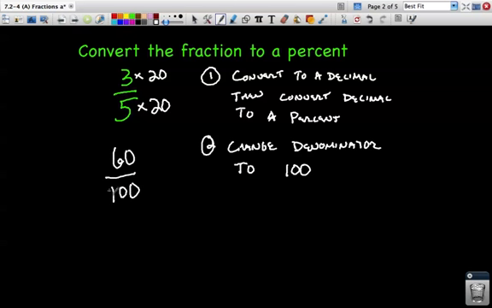Now that I have a denominator of 100, to change it to a percentage, I'm just going to take whatever is in my numerator, and that's now my percentage. So whenever you have a denominator of 100, your percentage is just your numerator. Because it's 60 over 100, it is actually 60%. So there are two different ways you can convert fractions to percentages. You can convert the fraction to a decimal and then convert that decimal to a percent, or you just change your denominator to 100 and whatever your new numerator becomes is your actual percentage.